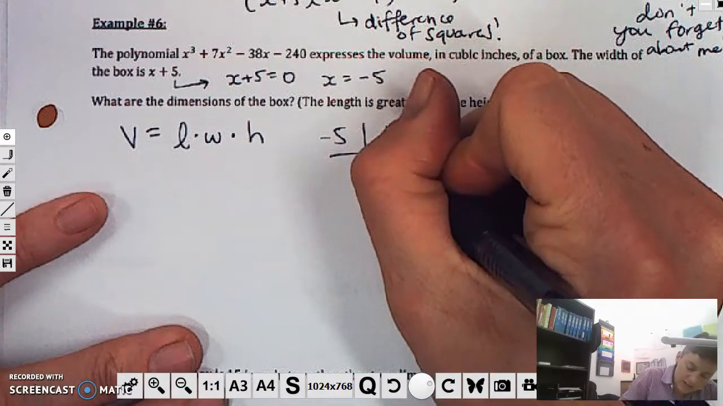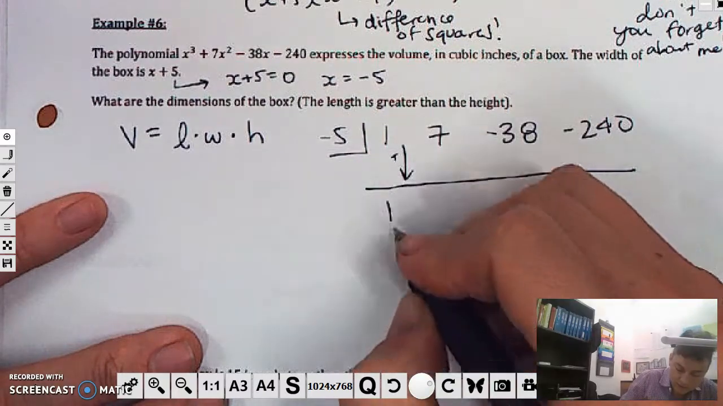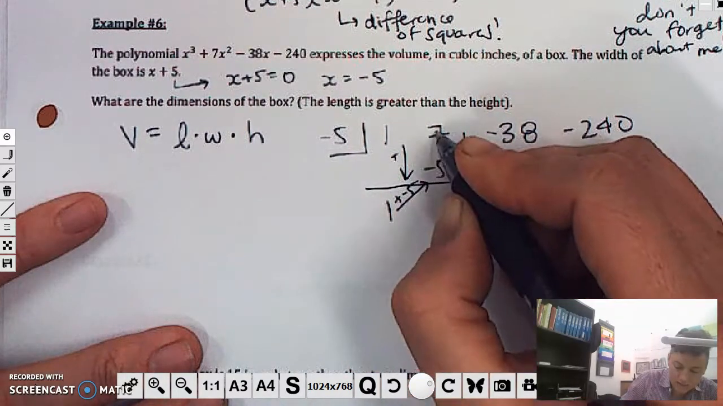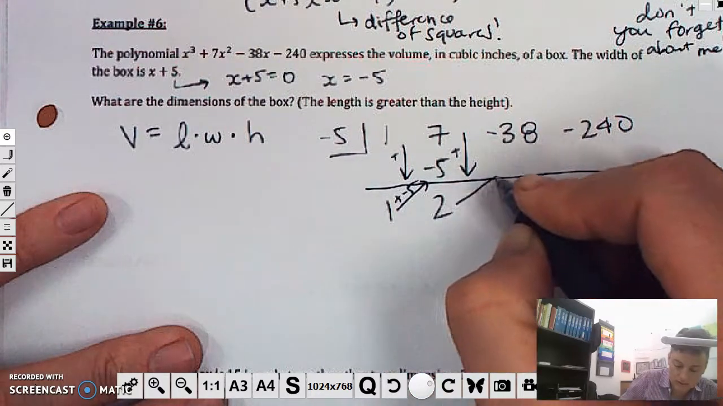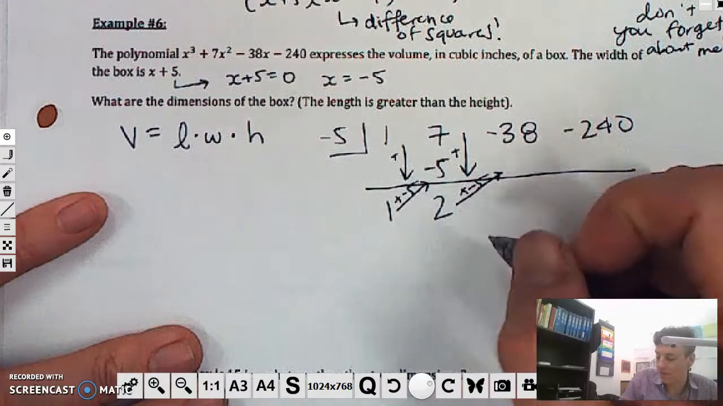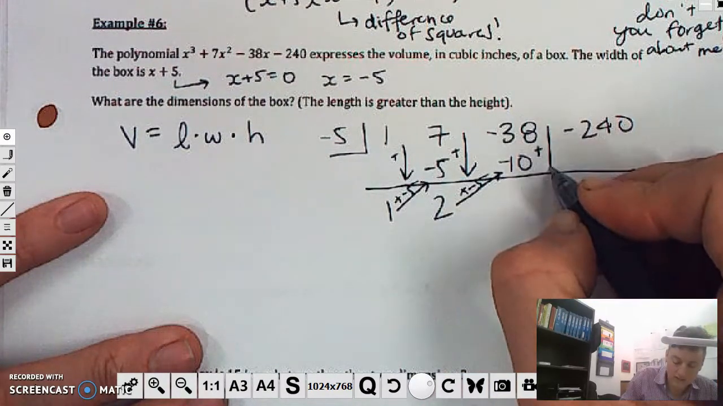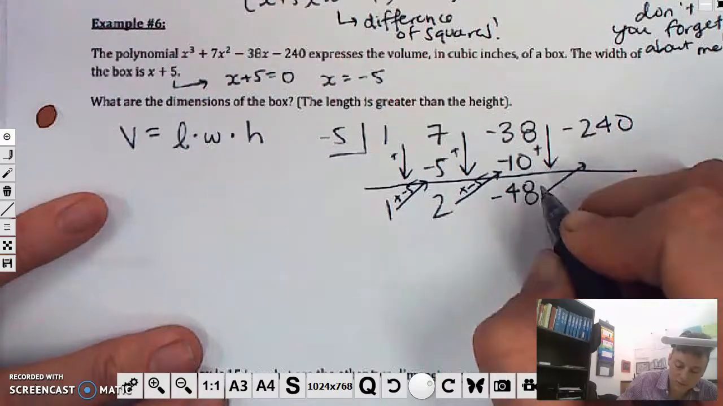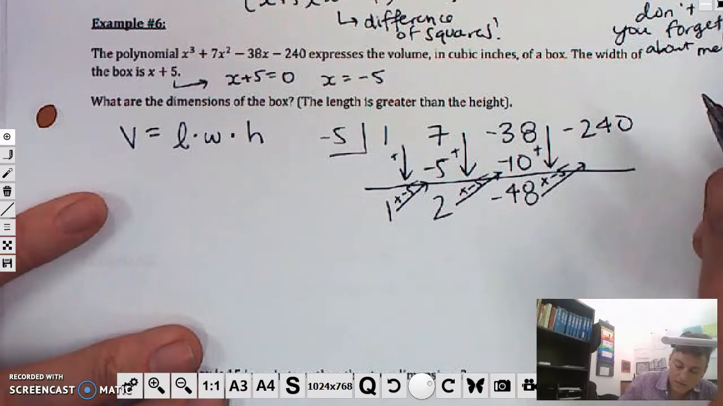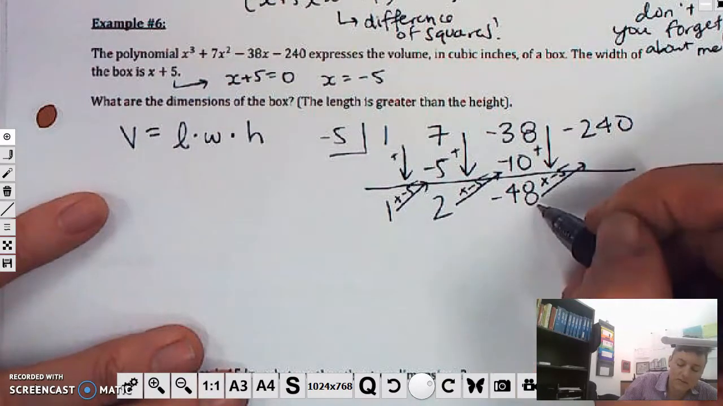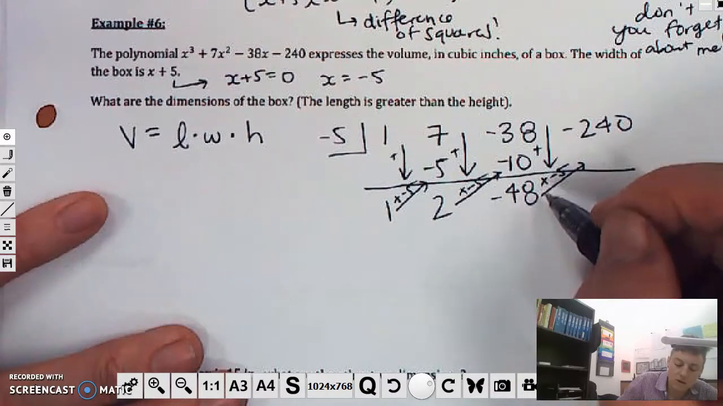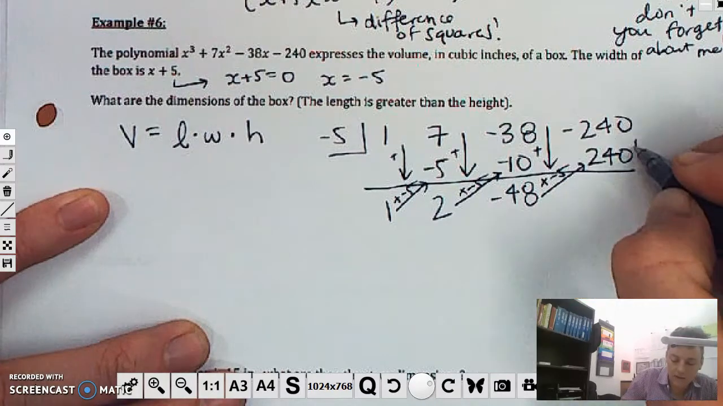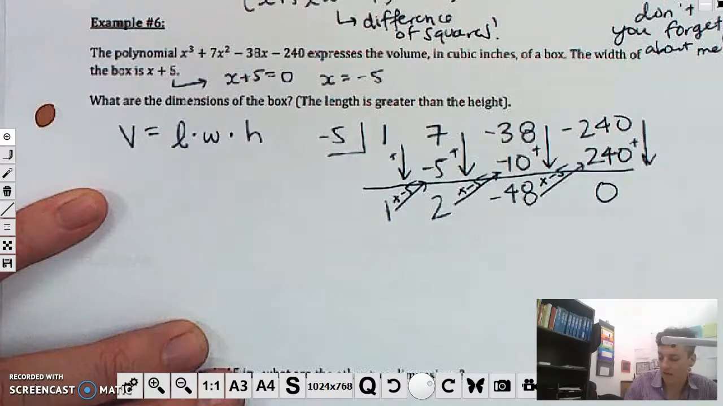All right, add straight down. 1 plus nothing is 1. Multiply by the number in the box. 1 times negative 5 is negative 5. Add straight down. 7 plus negative 5 is 2. Times the number in the box, negative 5. 2 times negative 5 is negative 10. Add straight down, we get negative 48. Multiply across. Negative 48 times negative 5. Negative times a negative is a positive. 5 times 40 would be 200, and 5 times 8 is 40, so 240, and it's positive. Add that straight down, we get 0, which we definitely wanted to happen.